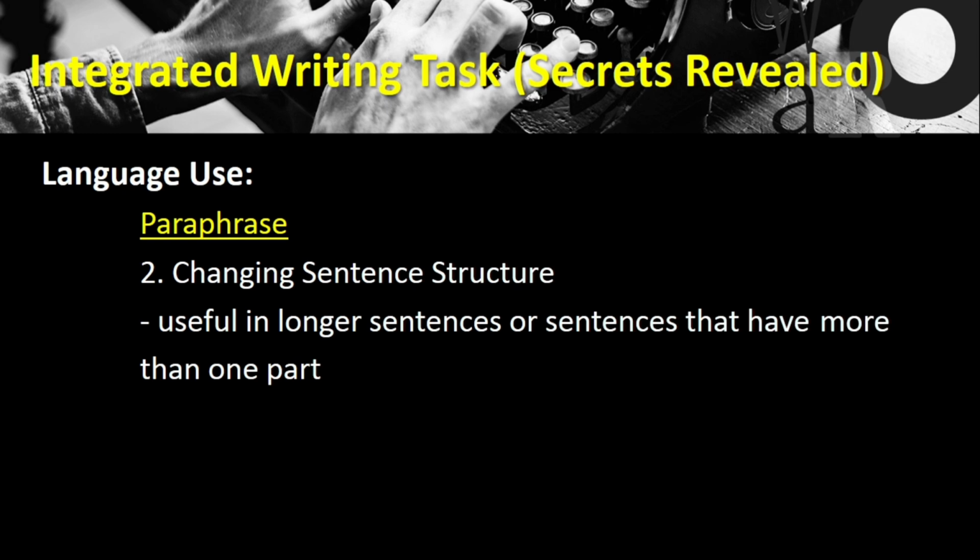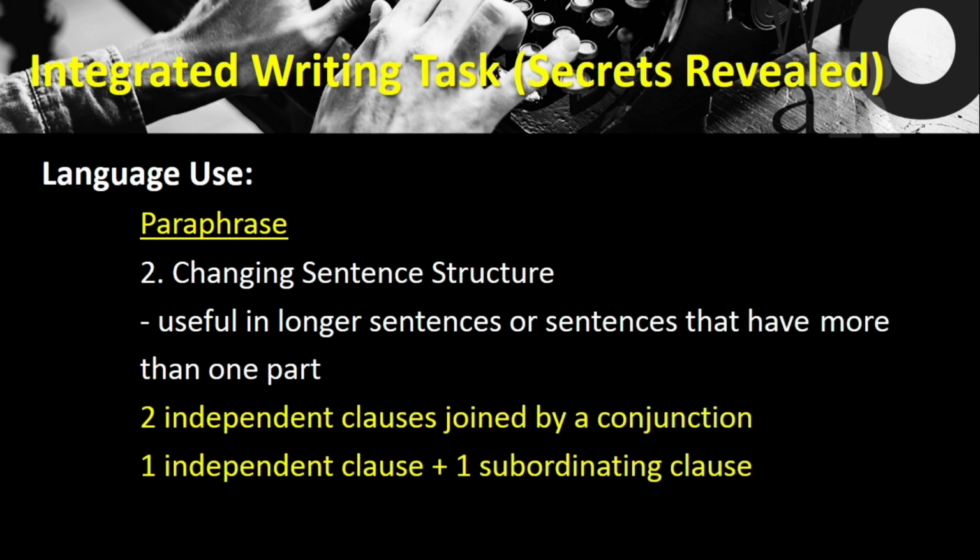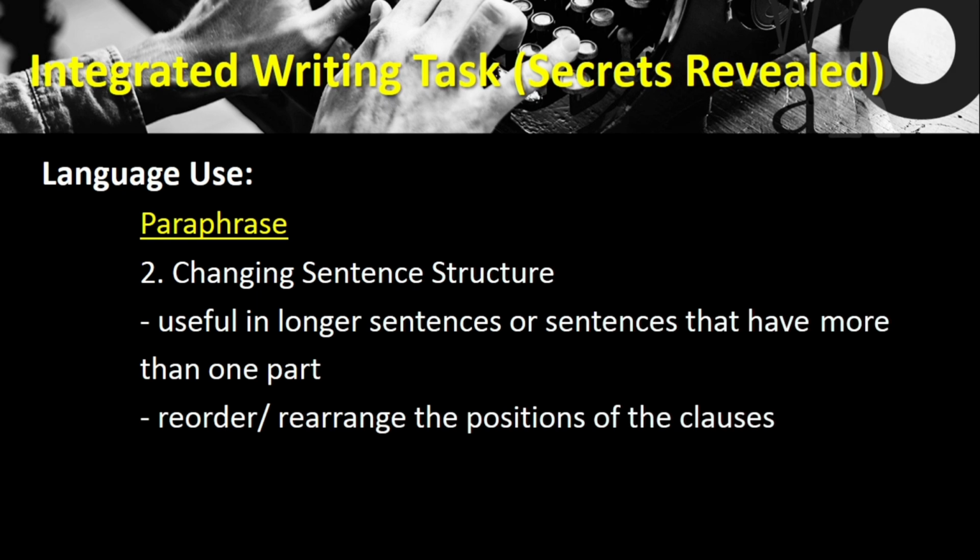For instance, a sentence that was formed by combining two independent clauses using a conjunction or connector. Or even a two-part sentence that has a main clause and a subordinating clause, made as one, again with the use of a conjunction. So in this situation, you have an opportunity to change the structure of the sentence by simply reordering or rearranging the positions of the clauses.